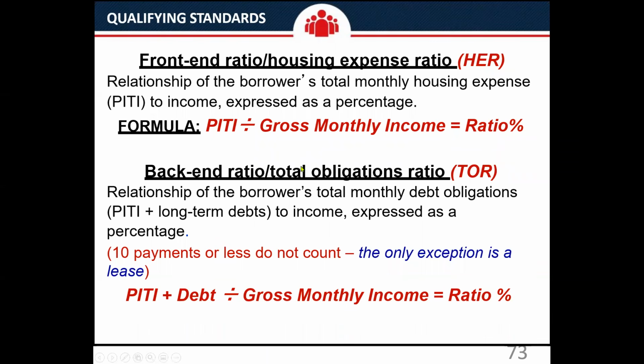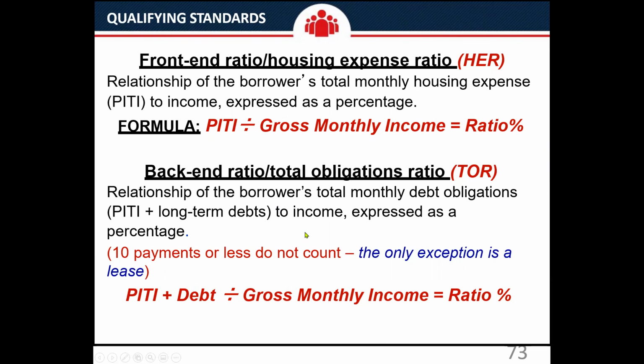Then you have the back end ratio, which they call the TOR, total obligations ratio, or just back end ratio. It is the relationship of the borrower's total monthly debt obligations, PITI, plus long-term debt, to income expressed as a percentage.